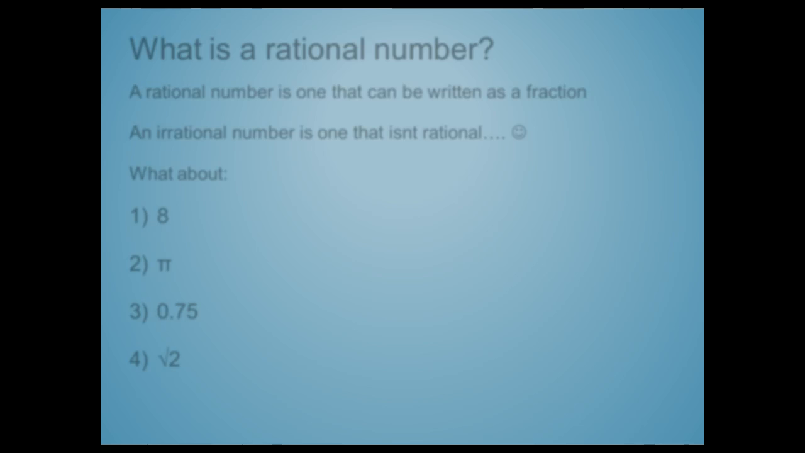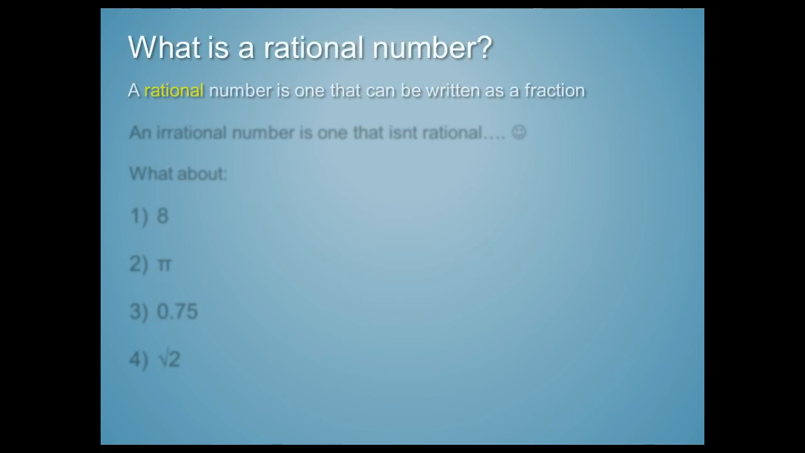So let's start off with defining what a rational number is. A rational number is one that can be written as a fraction. So the number 7, for instance, can be written as 7 over 1, and 20 is 20 over 1, etc. So any whole number is going to be rational. But even something like 1.5 is 3 over 2.